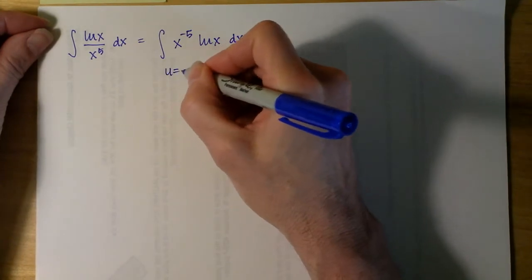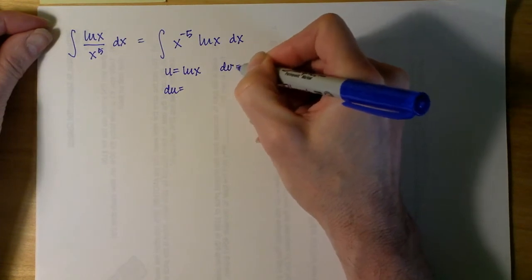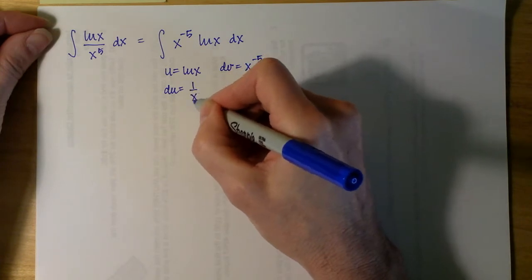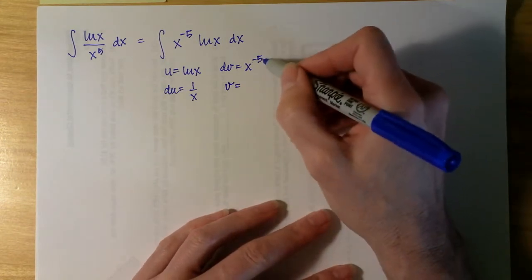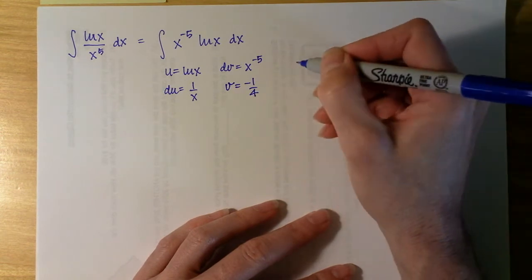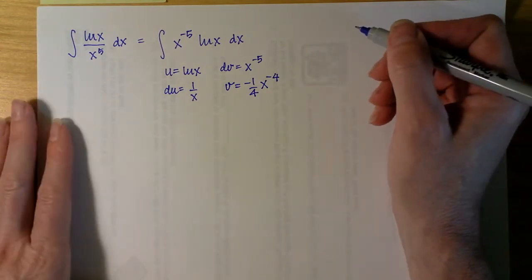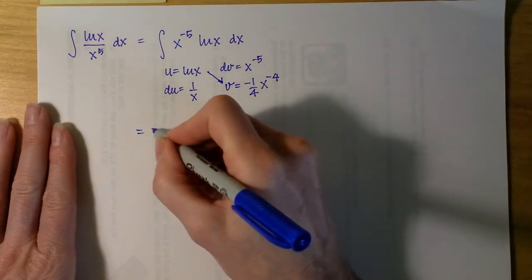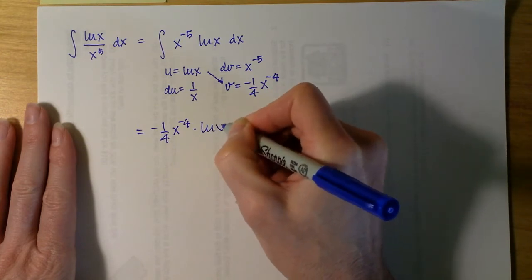So I'll make u equal to log x, and dv will be equal to x to the negative fifth. The derivative of log x is 1 over x, and the antiderivative of x to the negative fifth, if I add 1 to the power, I get negative 4, so the coefficient will be negative 1/4, and we get x to the negative fourth, right? And then according to the by parts formula, I need u times v, so negative 1/4 x to the negative fourth times the log of x.